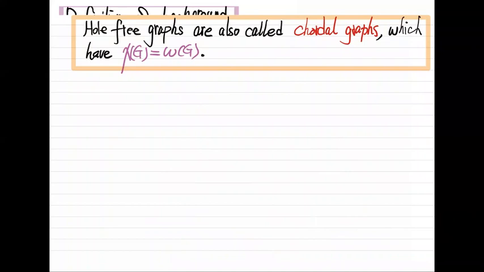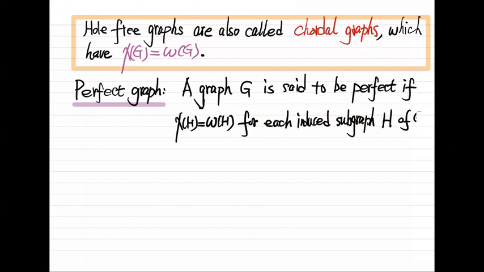Professor Wood had mentioned the chordal graphs. The chordal graphs are just those that are hole-free. We know that each chordal graph has its chromatic number equal to its clique number. Another family is the famous perfect graphs. A graph G is said to be perfect if for each induced subgraph H, H has the same chromatic number as its clique number.